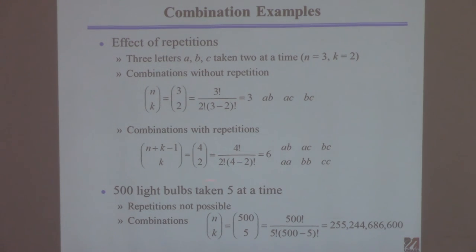Now, this is the old light bulb joke, perhaps, I'm not sure, but we have 500 light bulbs, and we take them five at a time. So in other words, you have 500 light bulbs available, you take five of these at a time, and then you ask, how many possible ways are there to take these light bulbs? And the answer is, there's a lot. Okay, first of all, I say repetition is not possible because the light bulbs are all the same to begin with, so it doesn't make sense to talk about repetition, unlike letters. So if you use this formula, 500 taken 5 at a time, you could be doing this for quite some time, because there's apparently 255 billion possibilities of doing that.